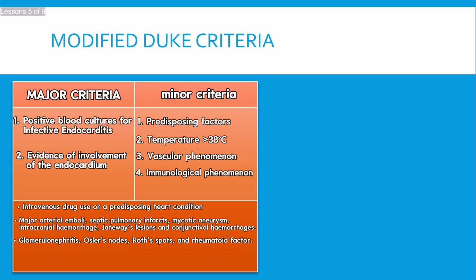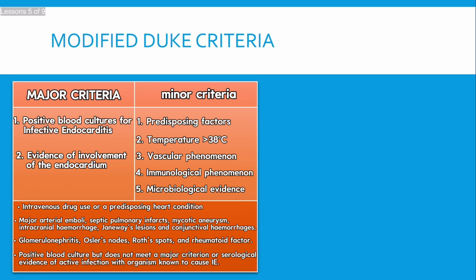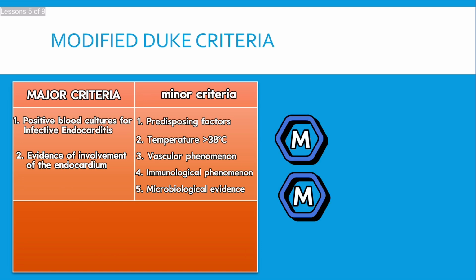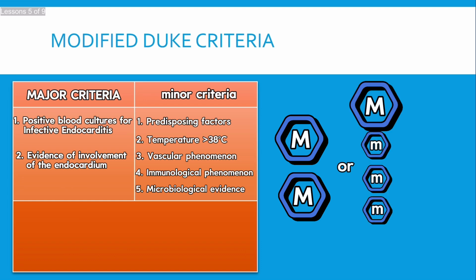Number 5, microbiological evidence, such as a positive blood culture that doesn't meet a major criterion, or serological evidence of an infection caused by an infective endocarditis associated organism. A definitive diagnosis of infective endocarditis requires either 2 major criteria, or 1 major criterion and 3 minor criteria, or all 5 minor criteria.